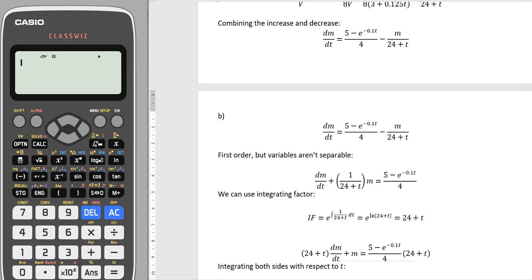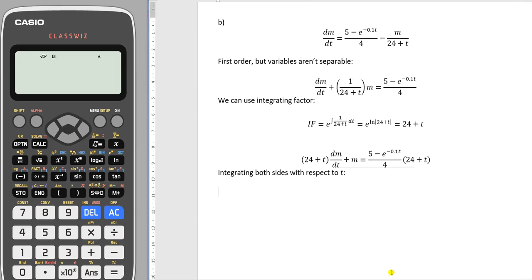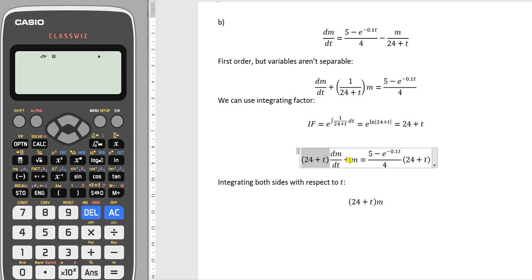So we can integrate both sides with respect to t. And on the left-hand side, that's really straightforward. We get 24 plus t times m because we're essentially doing the reverse of the product rule. You can double check that you've done things correctly with the integrating factor by making sure that this thing differentiates to give the thing in front of m, which you can think of as 1 if you like, and that m differentiates to give dm by dt. So this is uv dash plus vu dash when uv is this.